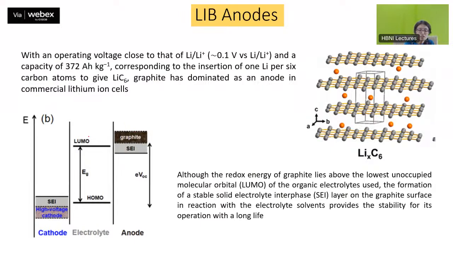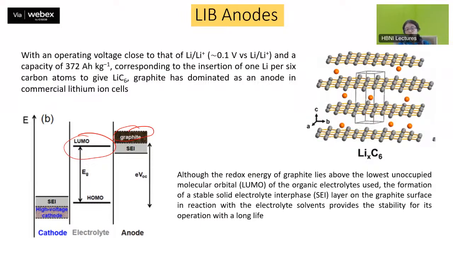So if you look into this LUMO level and if you look into the graphite level, you will find that the graphite is not lying lower to it. In fact, it is lying higher than the LUMO level. So it is having a potential which is higher than the lowest unoccupied molecular orbital of your electrolyte. So now what is going to happen? If this is the case, then there is going to be the formation of a SEI layer.